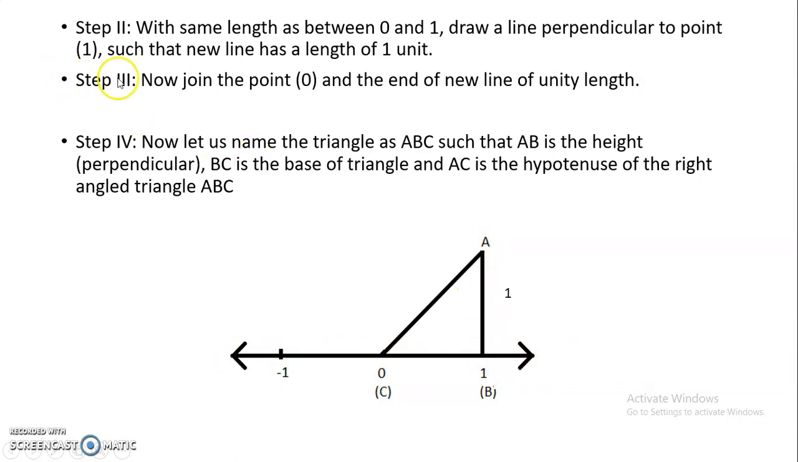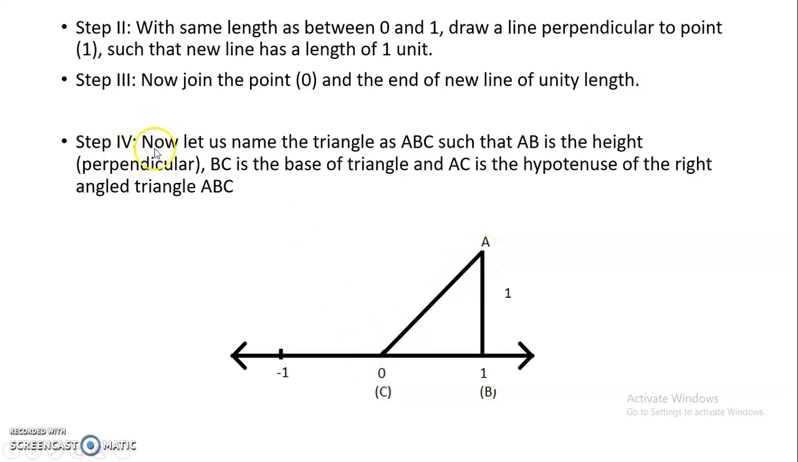Now let's see the third step. Now you have to join the point 0 with the new point. This length is 1 unit and you have to join these two: the 0 with this end point over here, the end point of this perpendicular.